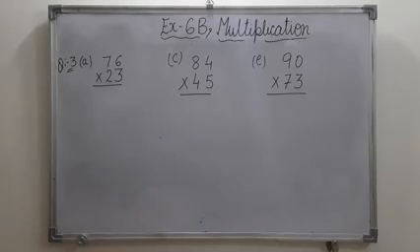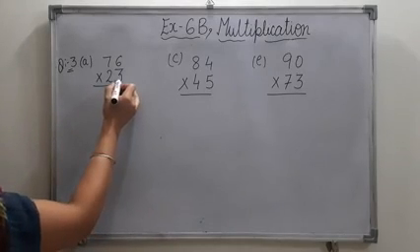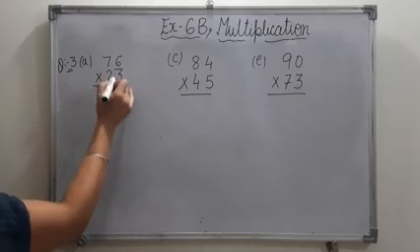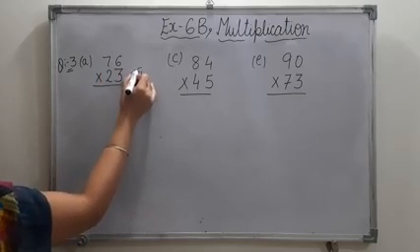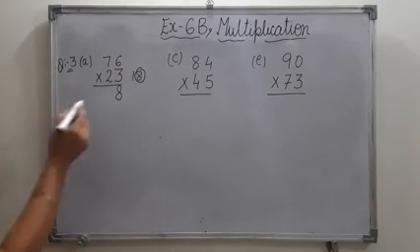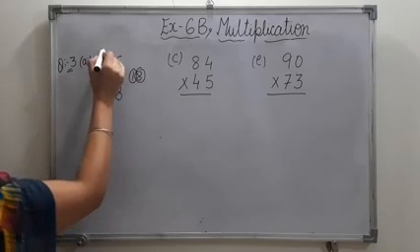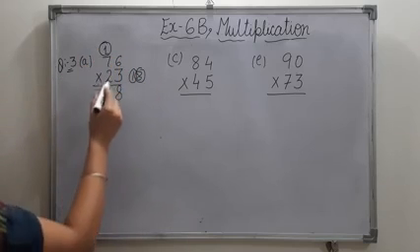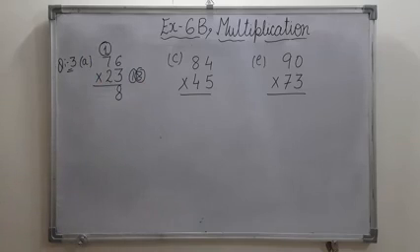Let's do question number 3A part. In this part we have to multiply 76 by 23. So first of all we will multiply 3 by 6. 3 6s are 18. So we will write this 8 here, that is ones place digit, and this 1 is carried over here. Okay. Next 7 3s are 21.